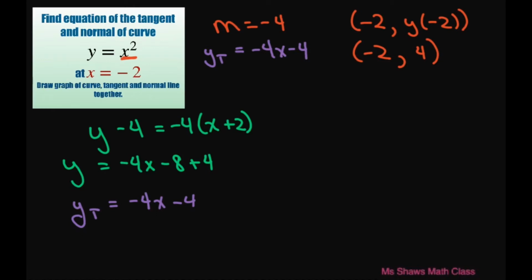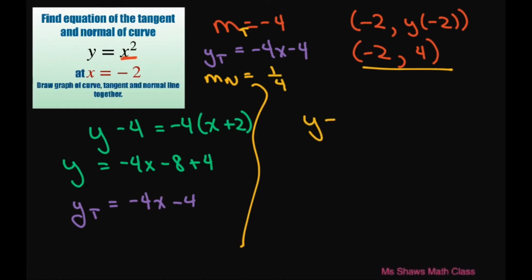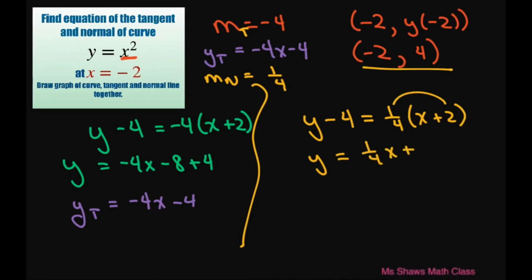Now the normal is your perpendicular. So this is your tangent. So your normal slope is just going to be the negative reciprocal, which is 1/4. It still passes through this point. So you have y minus 4 equals 1/4 times x plus 2. Or y equals 1/4 x, and that's going to be 1/2, and add the 4. You add the 4, that's like adding 8 divided by 2. So this is going to equal 1/4 x plus 9/2.